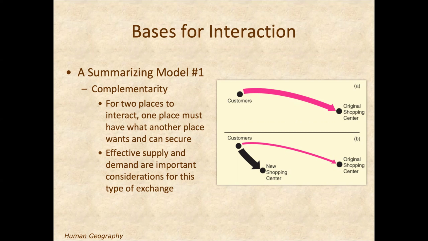For two places to interact, one must have what another place wants and can use. It's the idea that if you have customers in a shopping center, and a new shopping center opens closer, the majority of those customers are going to go to that new place. In our area, I can think of the shops at Nanuet, and before that, the Palisades Mall. The Palisades Mall is big, and it was full of stores, right? But the shops at Nanuet had sort of fallen into disrepair.